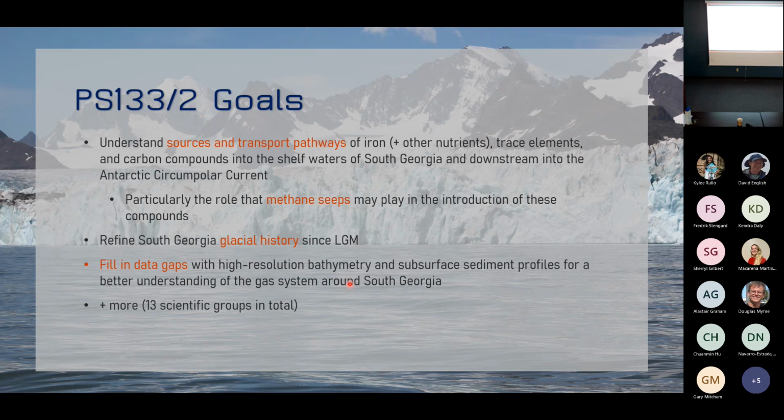We also wanted to refine South Georgia's glacial history since the last glacial maximum. And we wanted to fill in data gaps with high-resolution bathymetry and subsurface sediment profiles for a better understanding of the gas system around South Georgia. And of course, there was a lot more that I couldn't fit here. In total, there were 13 scientific groups, so it was a really busy, really interdisciplinary cruise.